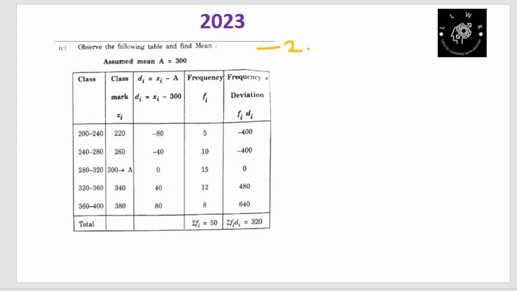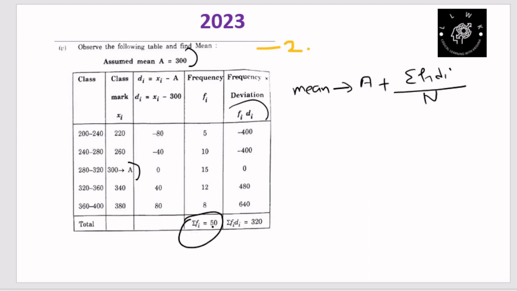Now this question says observe the following table and find the mean. They have given the assumed mean straightforward, and they calculated everything, fi, di. We have to find the mean using the assumed mean. What is that? Assumed mean plus summation of fi di divided by n. And what is n? N is nothing but the total of frequencies, which is 50, already calculated, and summation fi di is already calculated, 320. Assumed mean is also given.